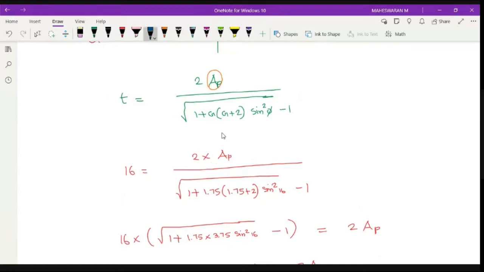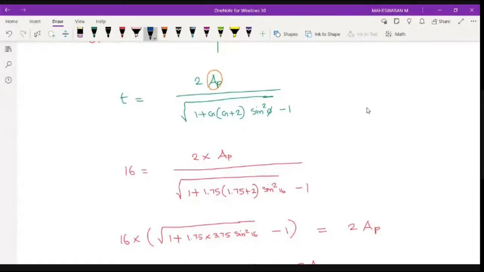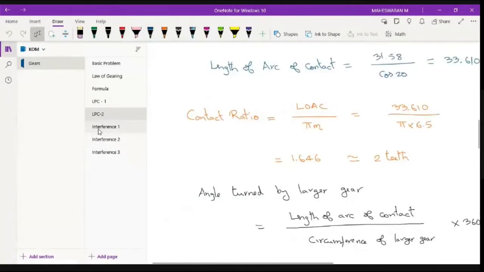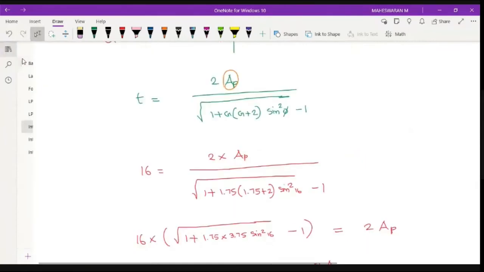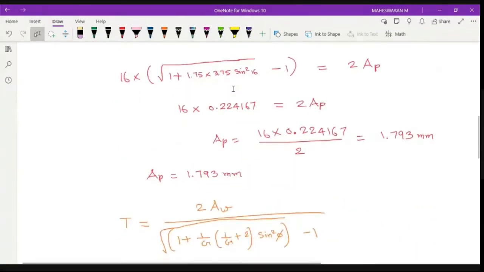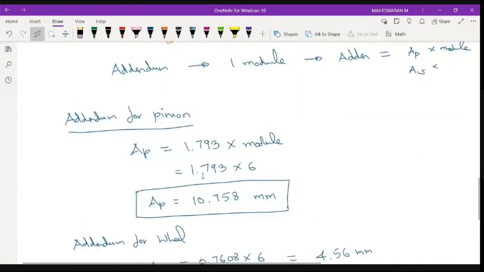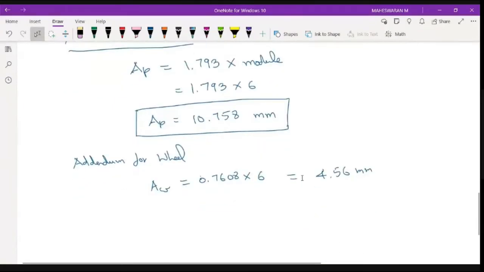I think last week you asked a question related to this, right? What is the formula for AP? It is for module one, so this is the addendum for one module. If the module value is 6, you have to multiply with 6. It depends on the module. It considers that the module is equal to 1 mm, and based on that this is the formula. So to identify this, you multiply with your module.